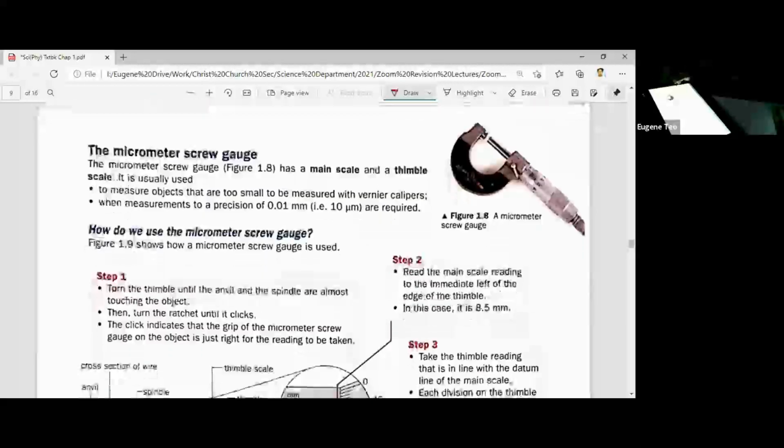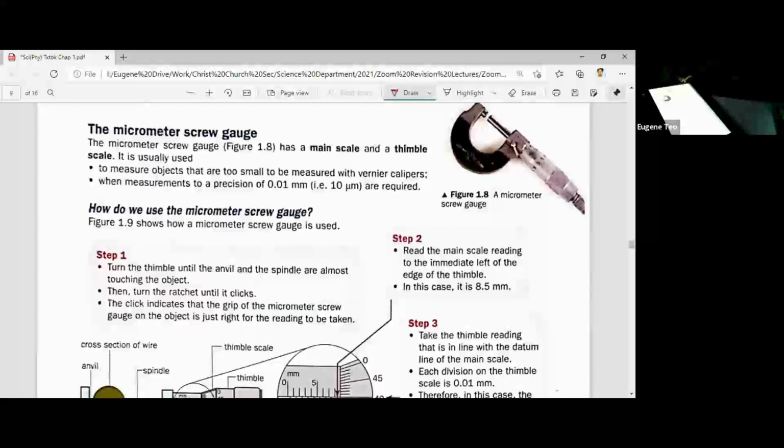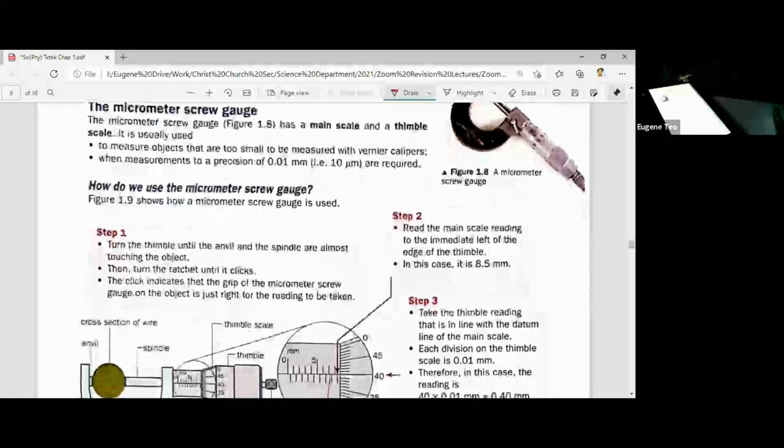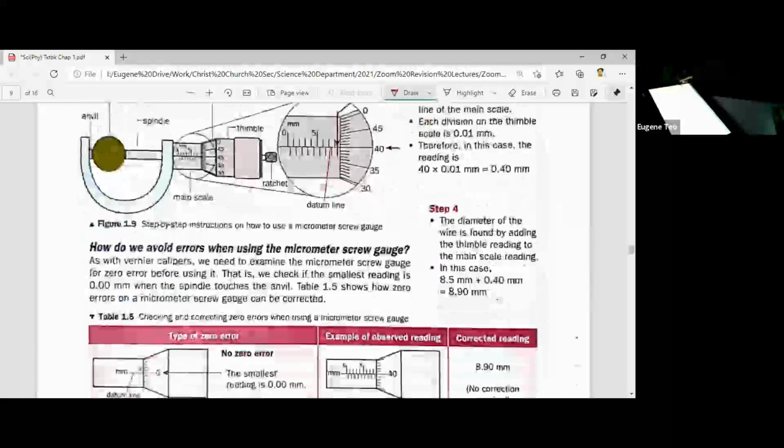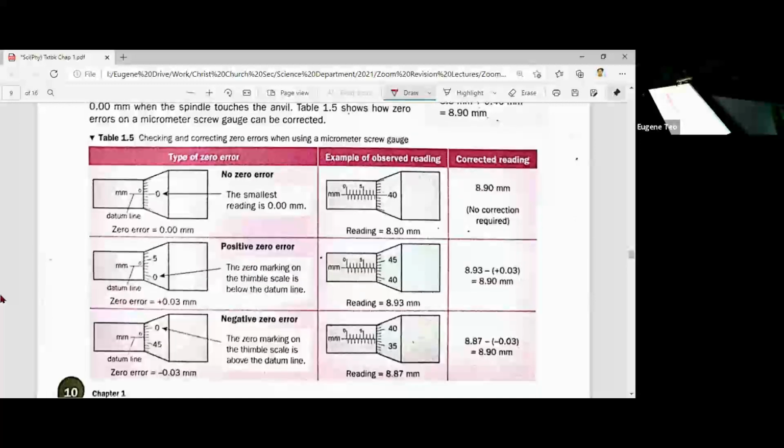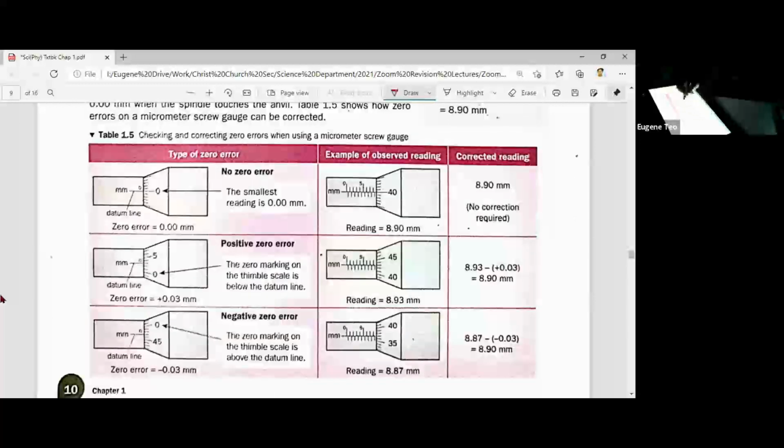Now, we're going to go on to the next instrument that we're going to use, which is called the micrometer screw gauge. The micrometer screw gauge is actually quite an important instrument, because it can measure very, very small readings. So the steps are here in terms of how to go about reading it. Once again, I'm just going to jump straight into all this over here.